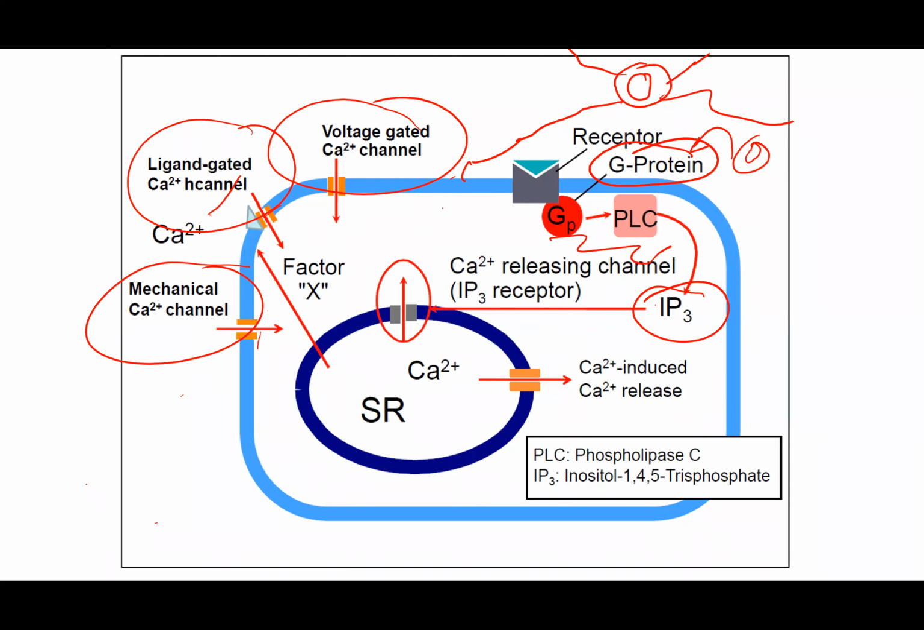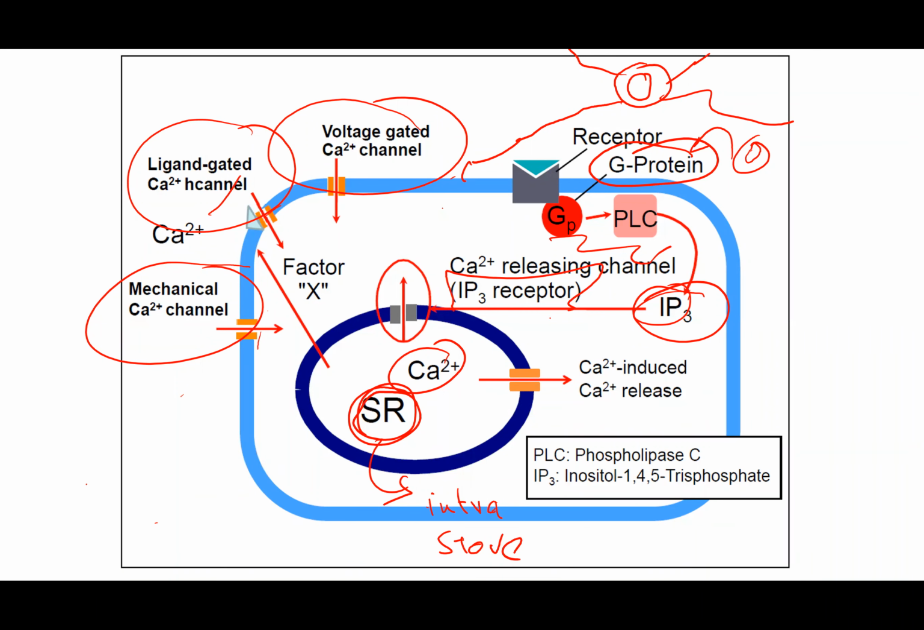Now, IP3, there's a calcium channel over here. It has an IP3 receptor. This IP3 binds to this IP3 channel, and this causes the release of calcium from the sarcoplasmic reticulum. If you remember, the sarcoplasmic reticulum is an intracellular store of calcium. So it's a store of calcium which is released through this IP3 receptor.